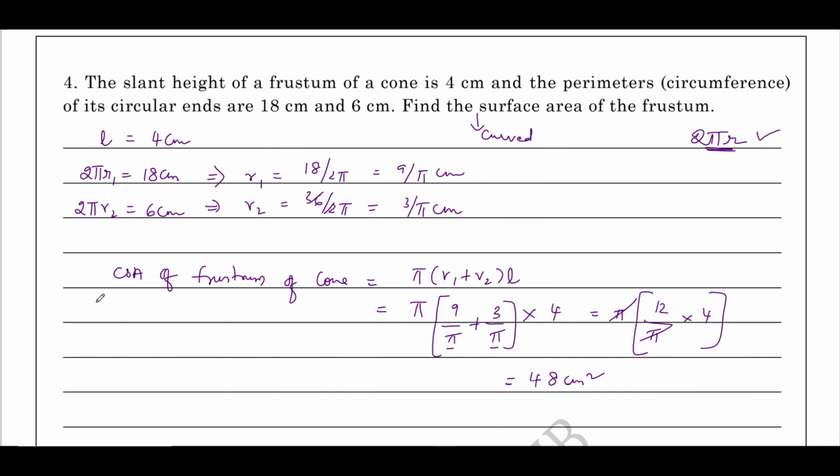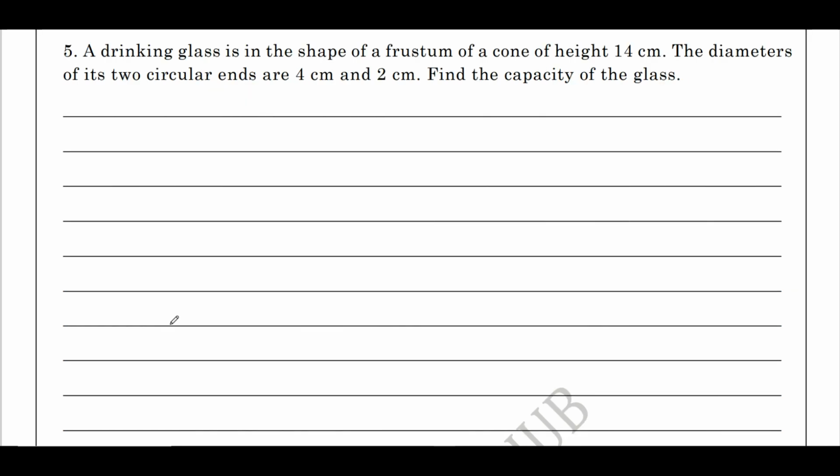Now CSA of frustum of cone is pi into r1 plus r2 into L. Substitute the value of r1 and r2, what we get? 48 square centimeters. Students, try to solve, understand. More than anything, try to understand the problem and try to solve it. It will be as easy as possible. Students, moving to next question.